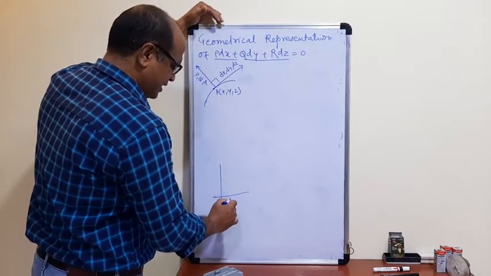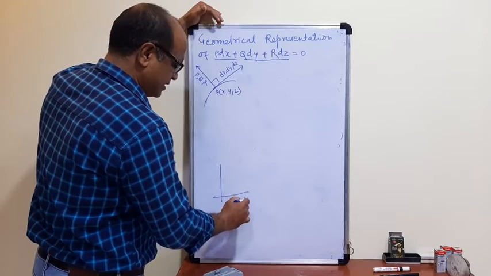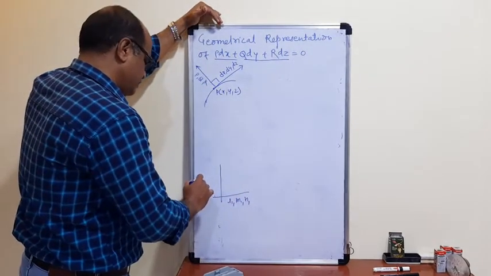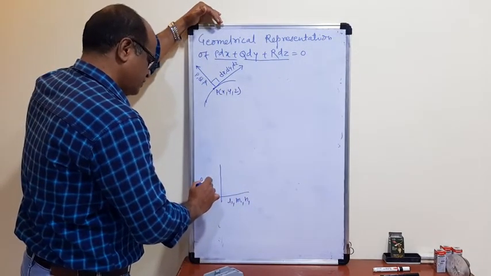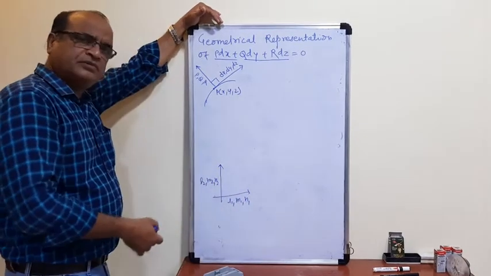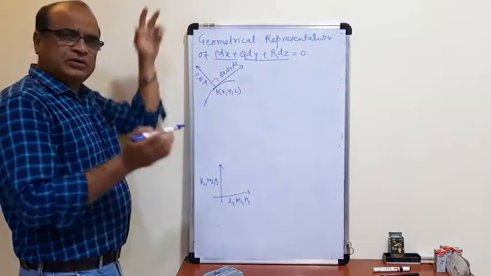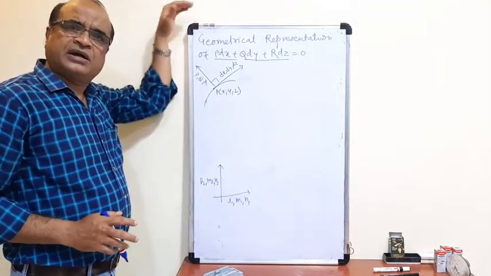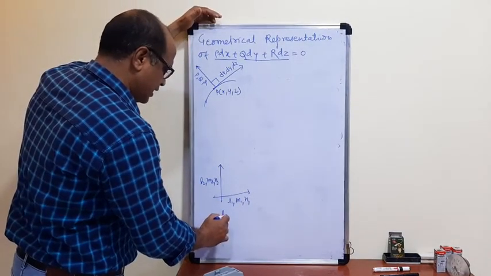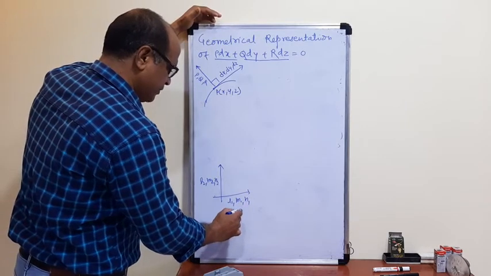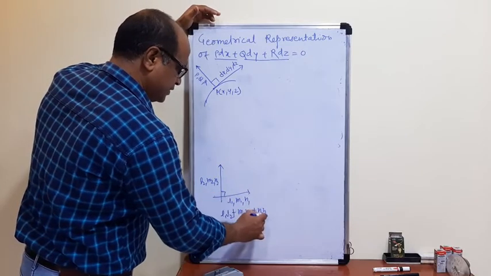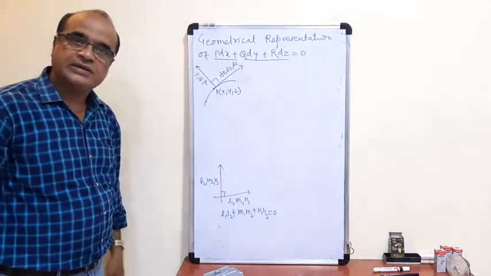So l1, m1, n1 are the direction ratios of this line, and l2, m2, n2 are the direction ratios of this line. If those lines are perpendicular to each other, then what is the perpendicularity condition? That is l1 l2 plus m1 m2 plus n1 n2 is equal to 0. So this is the perpendicularity condition.